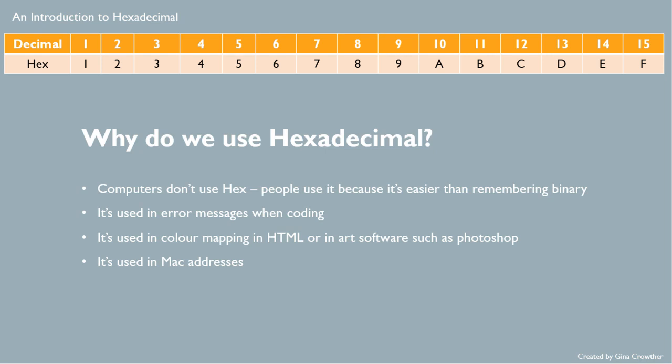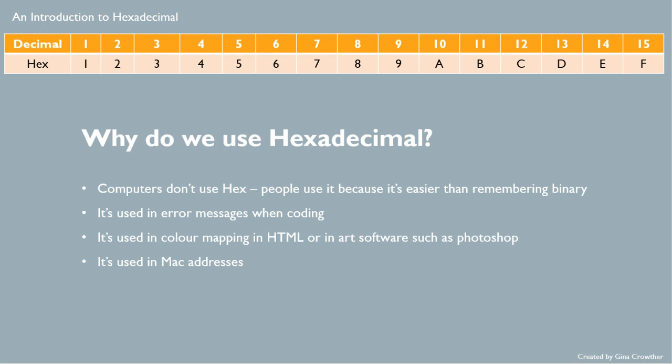Okay, so why do we use hexadecimal? What's it all about? Well, computers don't use hexadecimal. It's people that use hexadecimal. Computers use binary, but binary can become quite complex with all them ones and zeros. So we have narrowed it down to hexadecimal to make it shorter, to make it easier to work with.